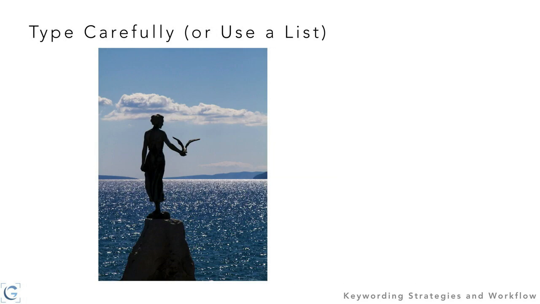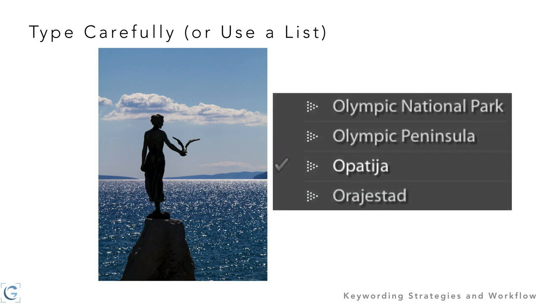Whatever you do, make sure that you type carefully, or use a list, which I'll talk about momentarily. When I'm typing the name of the town where I captured this photo, I would remember that this particular photo was captured in Croatia, but I might not remember the name of the town. And even if I knew the name of the town, I might not know exactly how to pronounce it, and I certainly might not know how to spell it. So in this case, I believe it's pronounced Opatija, and it is spelled with a J in there, Opatija. So I need to be very careful.